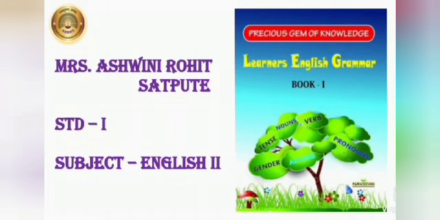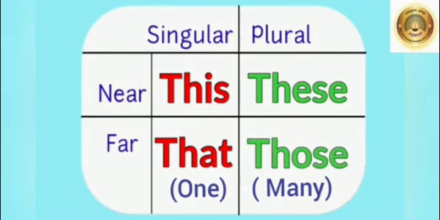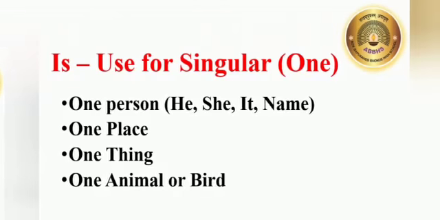Children, do you remember? In the previous class, we had learned about these and those. This and that are used to show a single or one person, place, animal, or thing. These and those are used to show plural or many persons, places, animals, or things. Children, today I will be teaching you the uses of is, am, and are in our sentences. First, we will be starting with is.